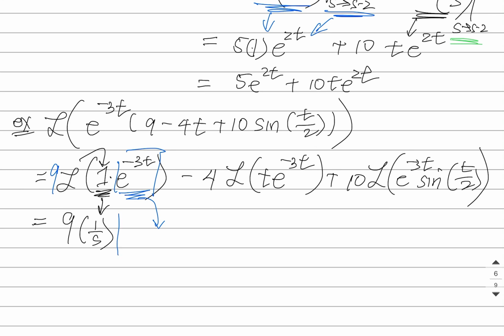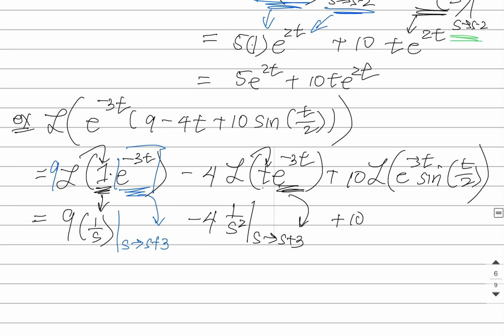and the shifting part now comes in. The exponential will tell me, hey, this is going to get shifted to s plus 3, minus negative 3. If I subtract a 4, the exponential part is going to be a shifting. The Laplace transform of t is going to be 1 over s squared. This s is going to be shifted to s plus 3, plus 10. I need the Laplace transform of sine t over 2. Well, that's going to be 1/2 over s squared plus 1/2 squared. And then the exponential is going to shift me to s plus 3.